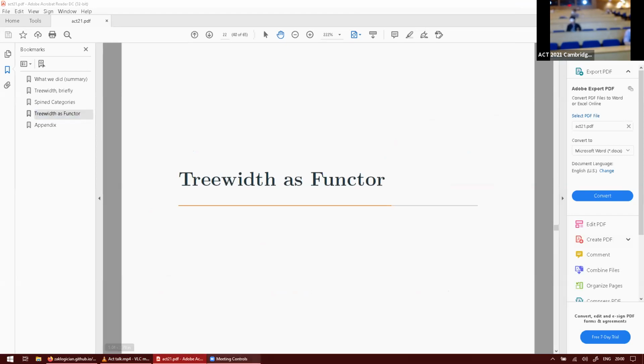Hi, thanks for the talk. I was wondering, this data of the spine, is this like a property or a structure? Like, how unique is it? If you choose different graphs, do you get a different kind of property than treewidth?